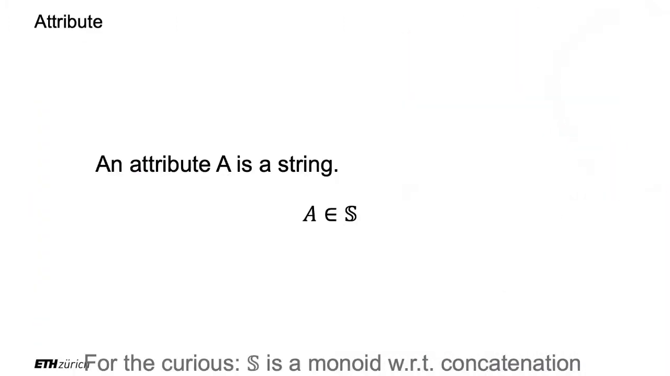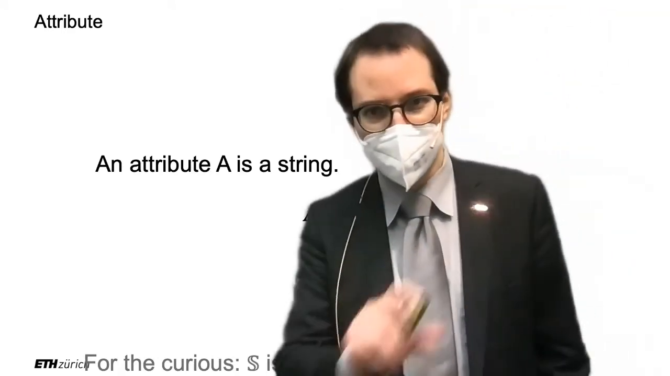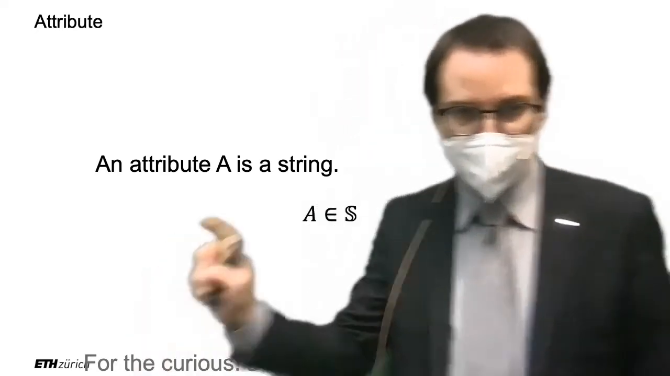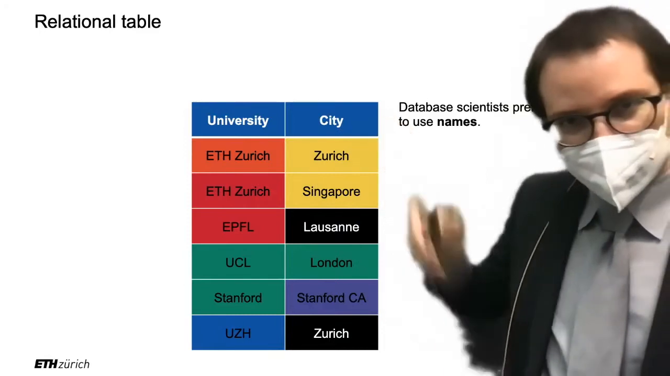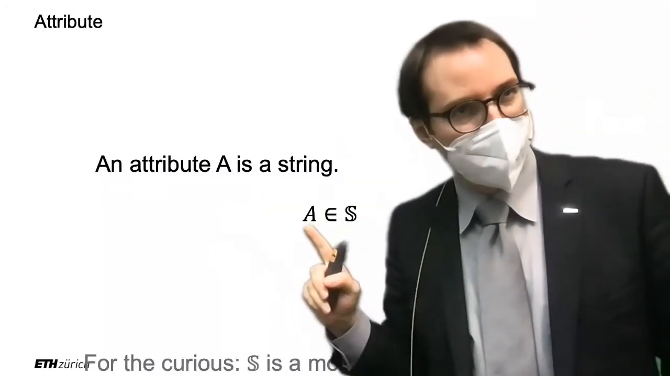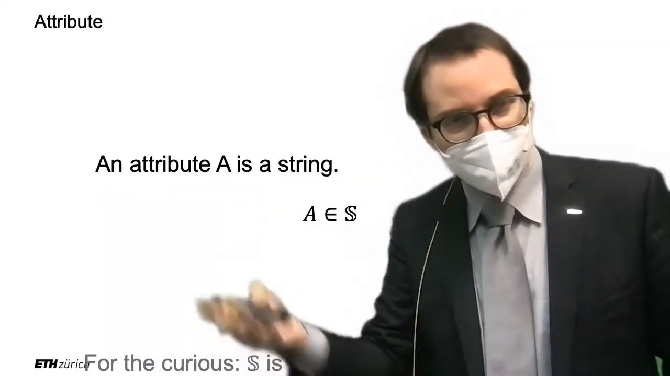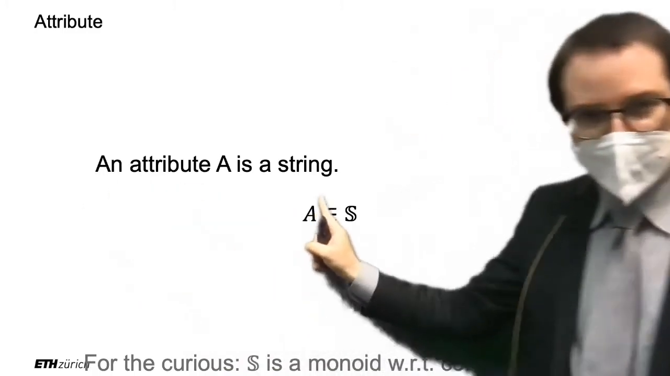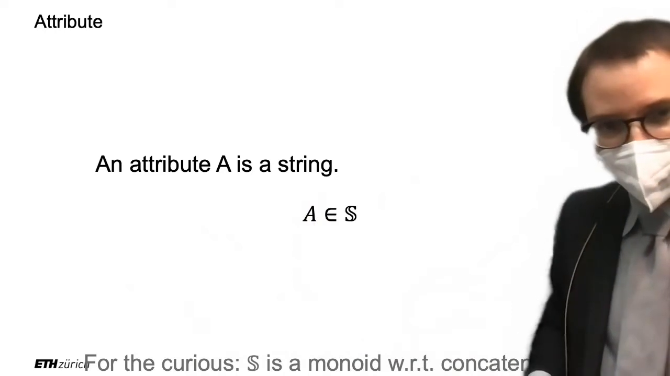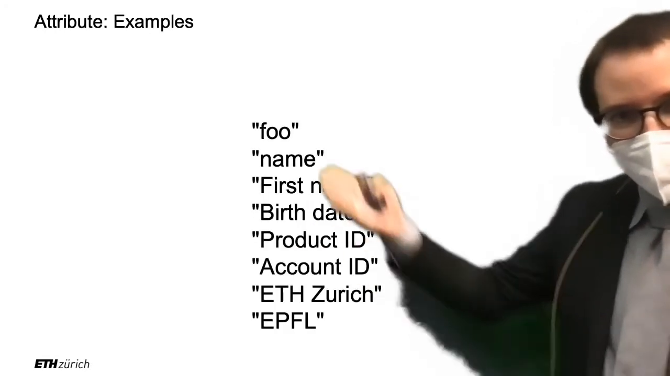All right? So let's go back to what I said about the atoms of a table, the attributes and the values. So what are the attributes? This is an attribute. This is an attribute. An attribute is a string, right? University is a string. City is a string. It's just the name of the attribute. So an attribute A is a string. These are examples of attributes.